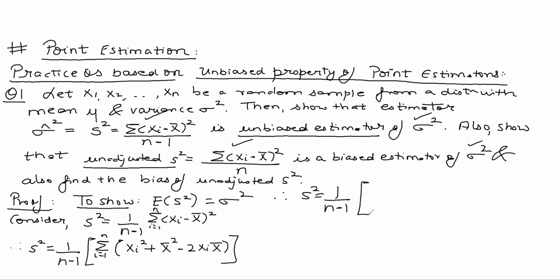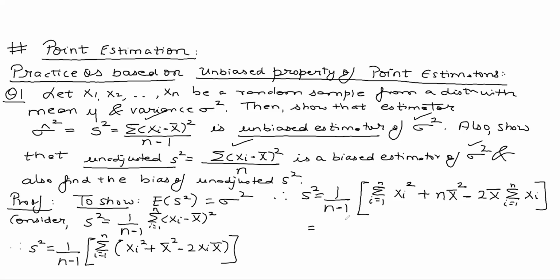I can open up the summation, so I can write summation as i goes from 1 to n of xi square, plus x bar square, which if I add n times, I get n x bar square, minus 2 x bar into summation as i goes from 1 to n of xi. This is what I get when I open up the brackets.